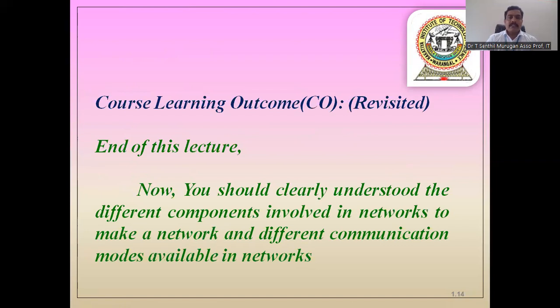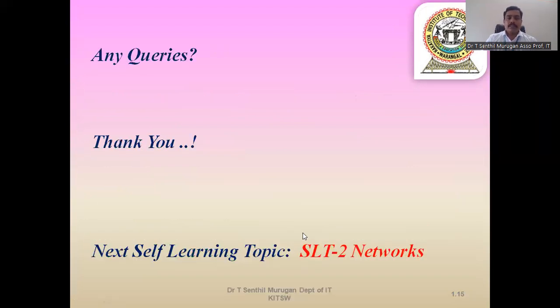So course learning outcome revisited. Before starting this class, I told what is the outcome of this lecture. So now at the end of this lecture, you should clearly understand the different components involved in the networks. The components are sender, receiver, message, medium and protocol. Okay, so that we discussed briefly. And with these components you are able to make a network, and different communication modes available in the networks. So now we discussed simplex, half duplex and full duplex. Okay, so now you clearly understood these concepts.